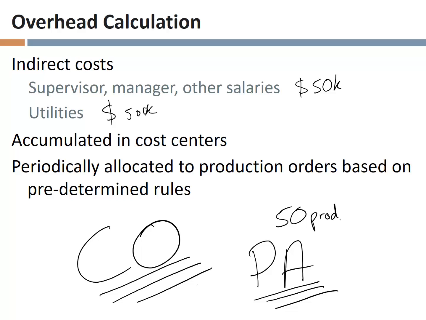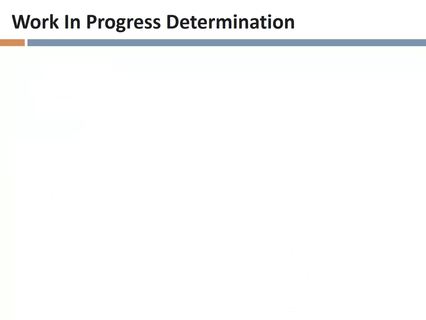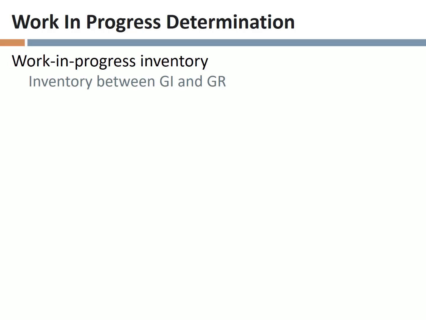There are certain calculations we have to do periodically. One of those is a work in progress determination. If you think about it, this is the difference in, we have a period of time where we have sent materials to the factory for them to work on. We've issued them the materials. And at some point thereafter, there's going to be materials that come back to us in the factory.